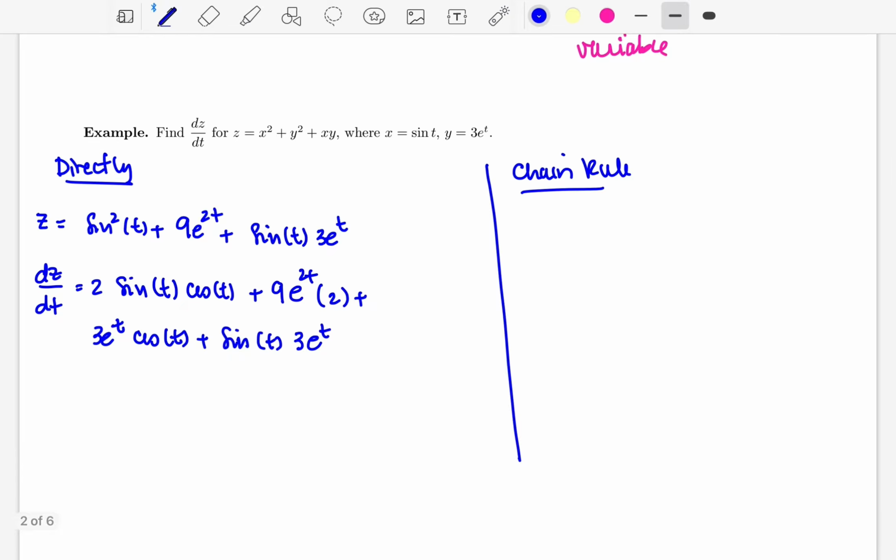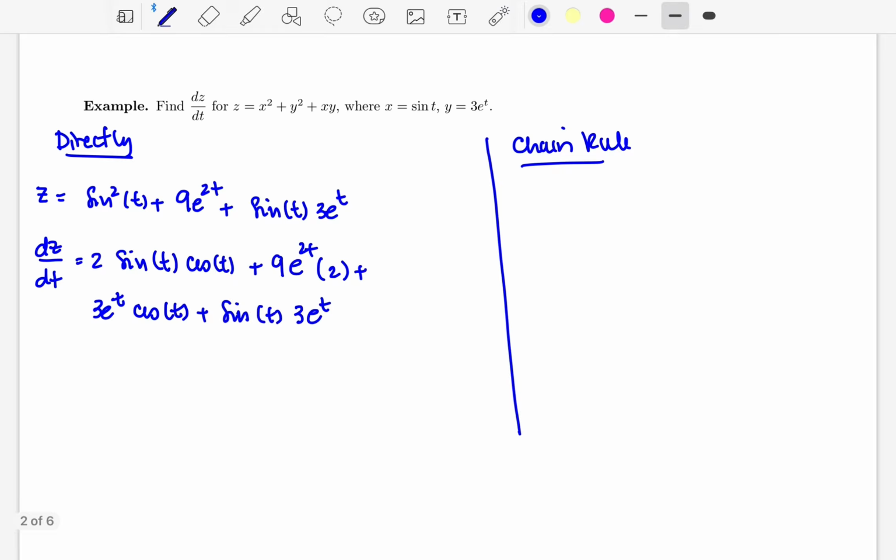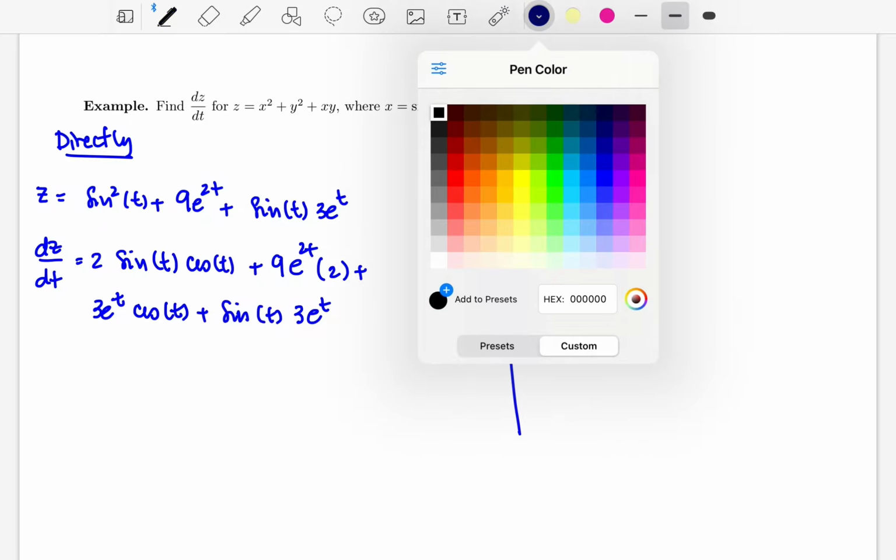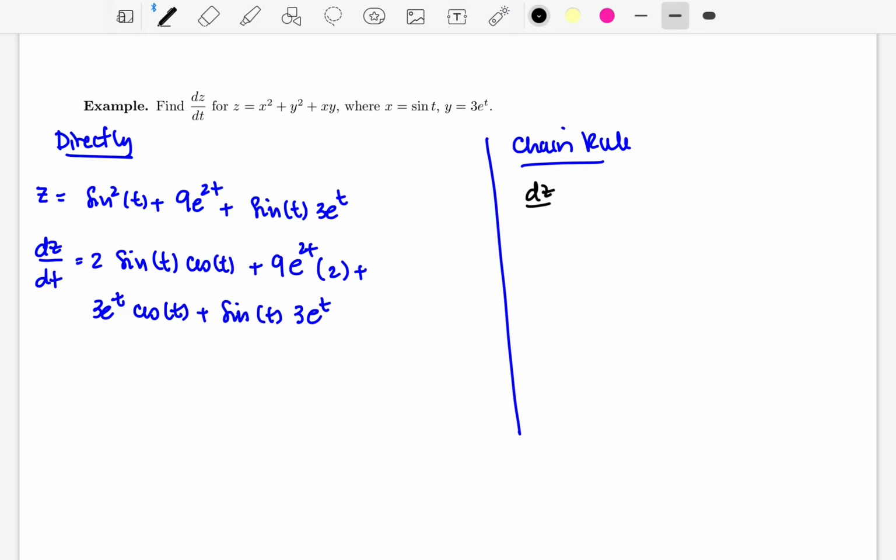Now, I could simplify this, but I'll wait until I do it using the chain rule to see which one is more convenient. Now, if I'm using the chain rule, I know that dz/dt is equal to partial z with respect to x, and then dx/dt, and then plus partial z with respect to y, and then dy/dt.